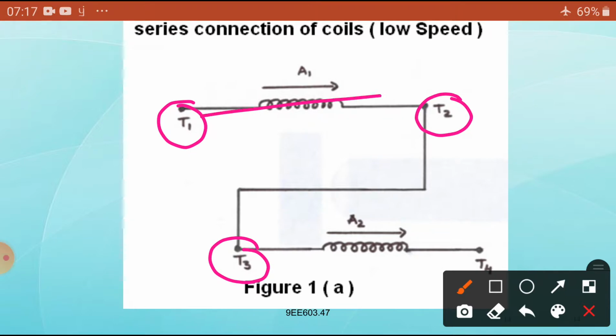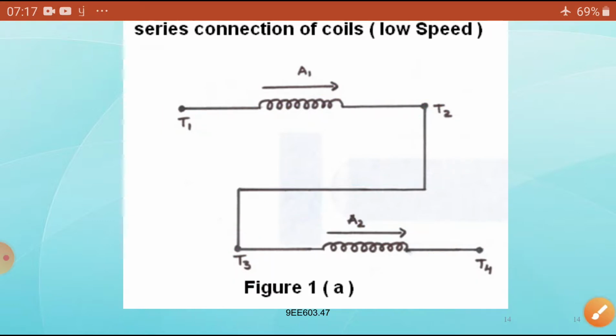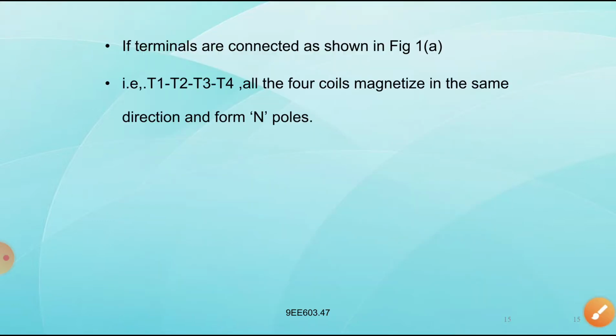Whatever the current is coming in and going to this one, simple series. The current direction A1 is also in this direction, and A2 is also in this direction. Both are additive, so we are going to get the number of poles equal. If the terminals are connected as shown in the figure, T1, T2, T3, T4, all four coils are magnetized in the same direction and form the north poles.